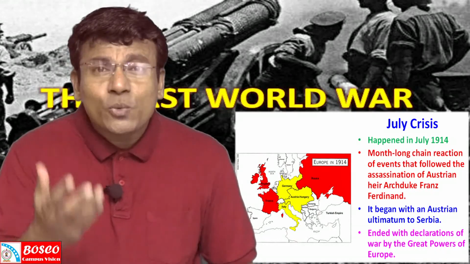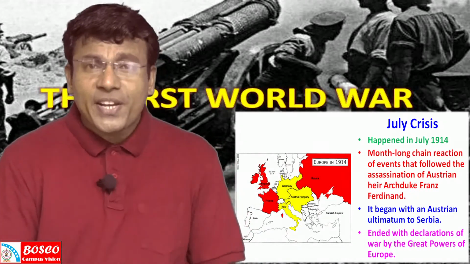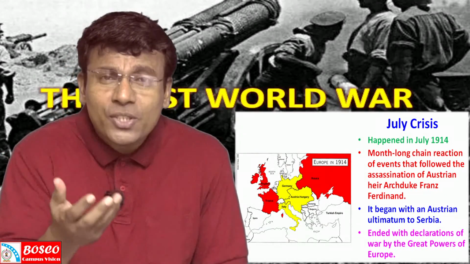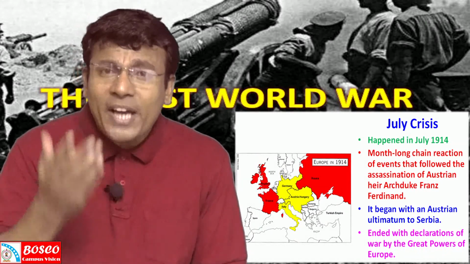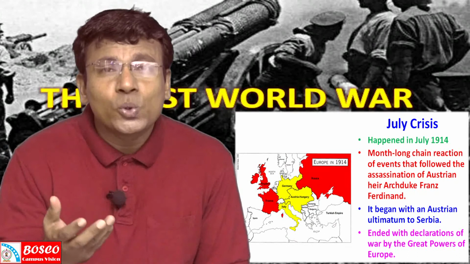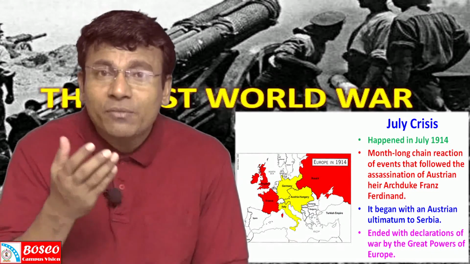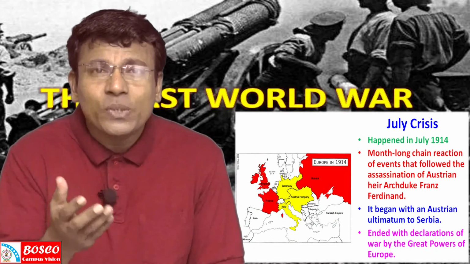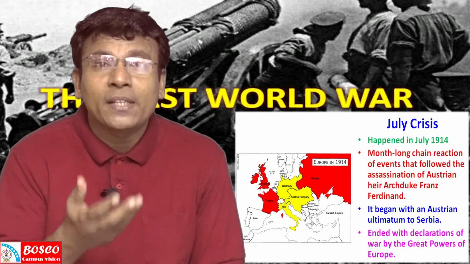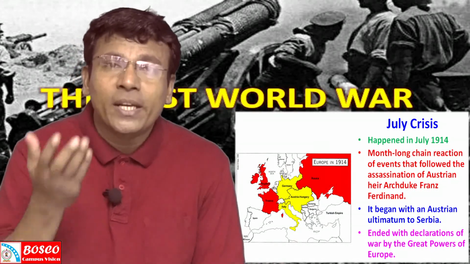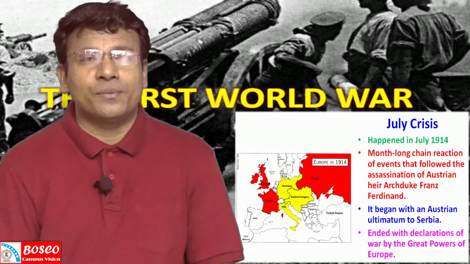The July Crisis was a month-long chain reaction of events that followed the assassination of Austria-Hungary heir Archduke Franz Ferdinand in Sarajevo on 28 June 1914. It began with an Austrian ultimatum to Serbia and ended with the declaration of war by the great powers of Europe. The July Crisis eventually led to the First World War.